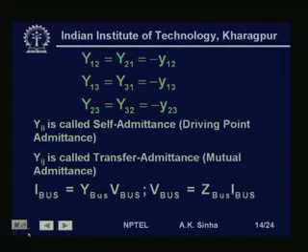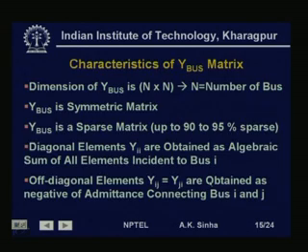One of the reasons is it is very easy to form the Y bus matrix by just inspecting the power network, whereas Z bus matrix is much more complex to form. The other aspect is that Y bus matrix is generally sparse, whereas Z bus matrix is a full matrix. We will see these things.